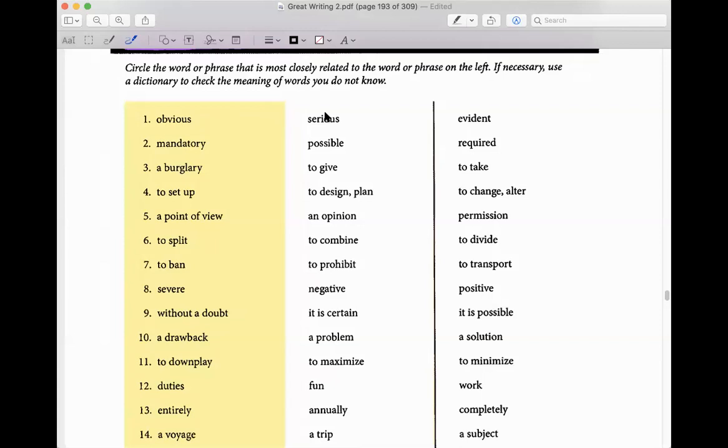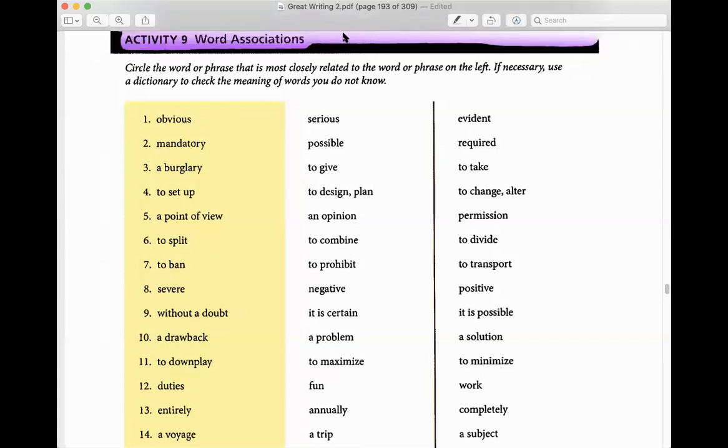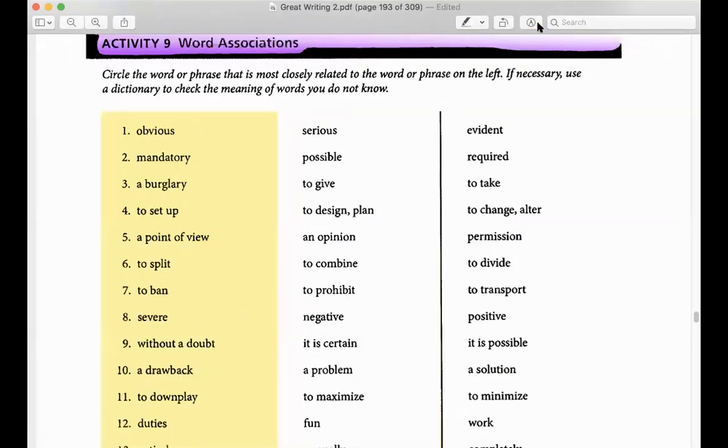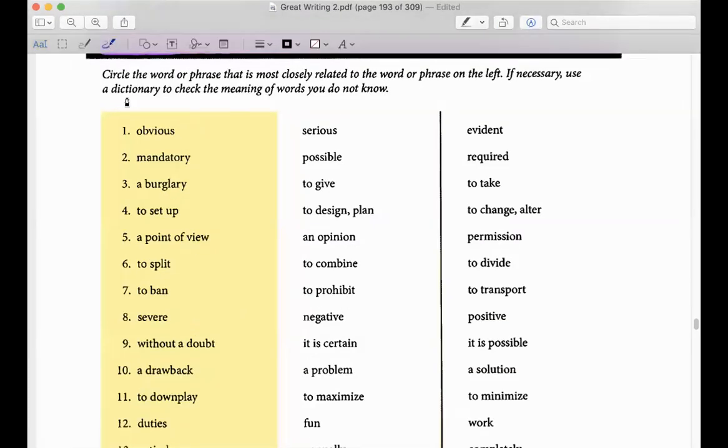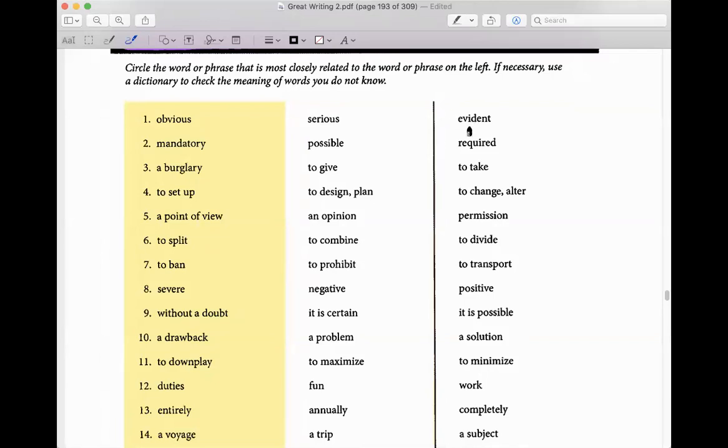Obvious, if something is obvious, it's very evident, very easy to see. Okay, and let me grab my pen here. There we go. Something's evident, it's obvious. Mandatory means you must do it, so then you are required to do it. A burglary is where someone steals from you, so that is taking. If you set up something, you're not changing it, you are kind of designing it or planning it. Right? The point of view, how someone sees something from their view, that would be their opinion.